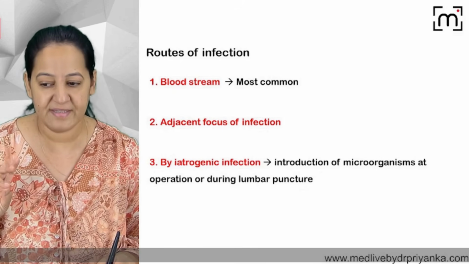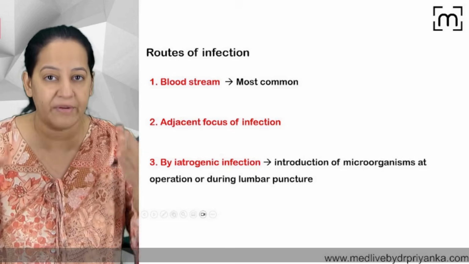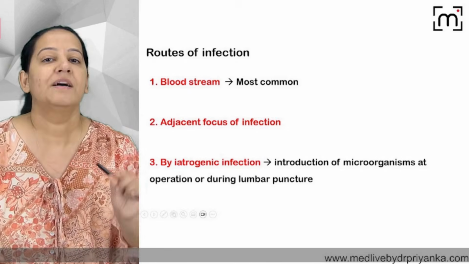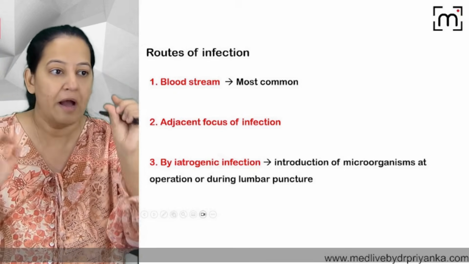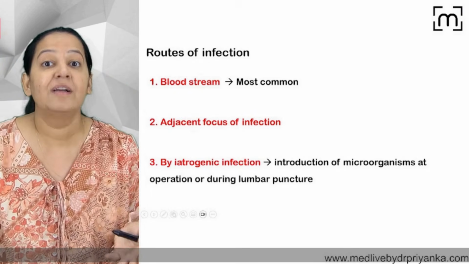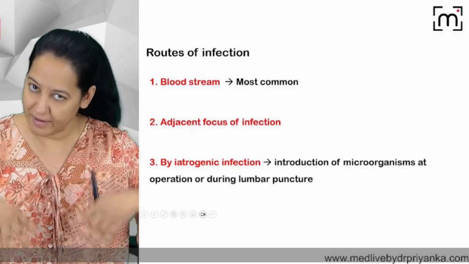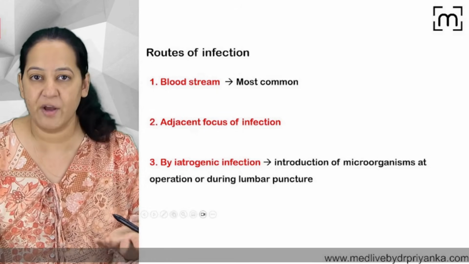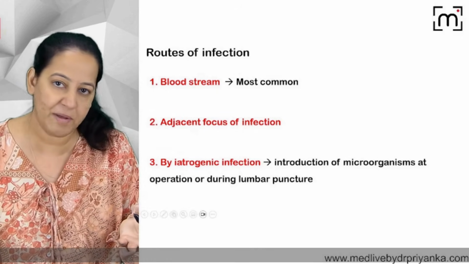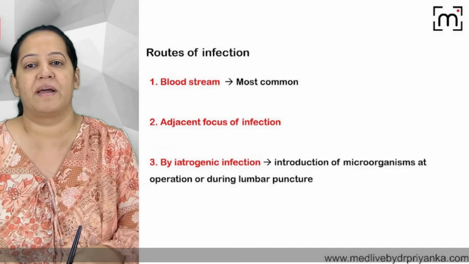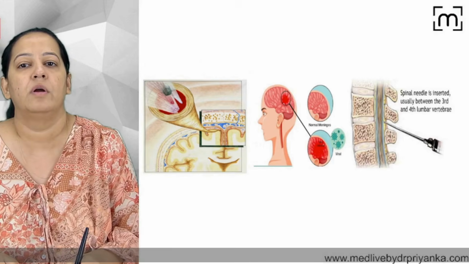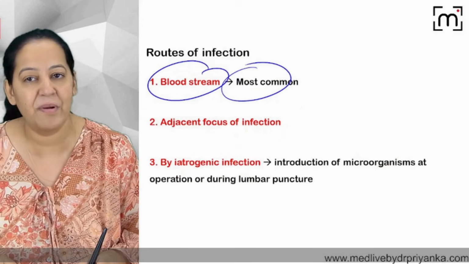So if the meningitis is caused by an organism, how does the organism reach the meninges? What are the routes? If a bacteria, virus, or fungus is causing the meningitis, how does the organism reach the coverings? There are 3 routes. Blood goes everywhere. Suppose the blood contains any of the organisms, maybe bacteria, maybe virus, or maybe fungus. Via blood, it can reach the meninges and cause inflammation of the meninges. Most common route is blood route.